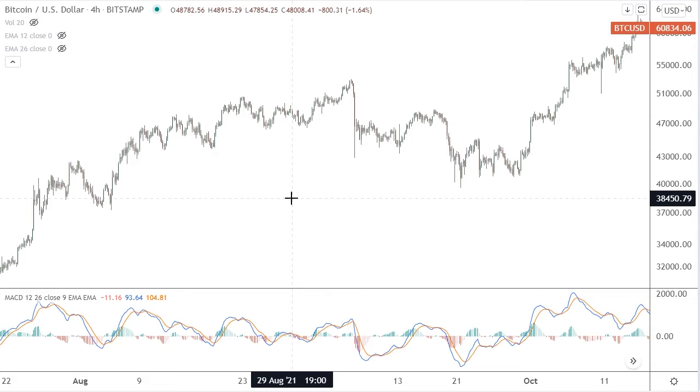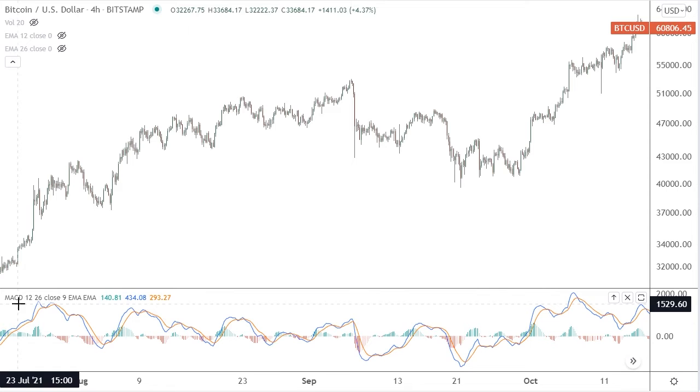MACD is a very versatile product. It's one of these indicators that you can add to your chart and determine a lot of different signals from. So now that we've got it added to our charts, let's go through what each of the lines represent. When you add it to your charts, it's okay to add it under the standard 12-26-9.